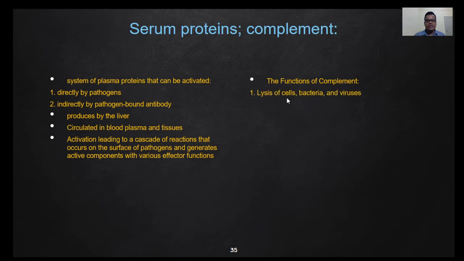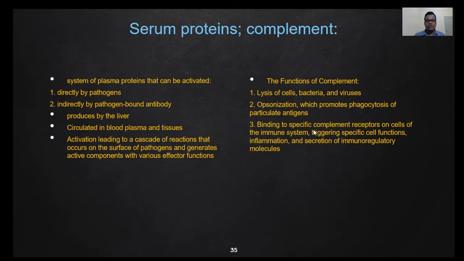including lysis of cells, bacteria and viruses; opsonization, which promotes phagocytosis of particulate antigens; binding to specific complement receptors on cells of the immune system, triggering specific cell functions, inflammation and secretion of immunoregulatory molecules; and immune clearance, which removes immune complexes from the circulation and deposits them in the spleen and liver.